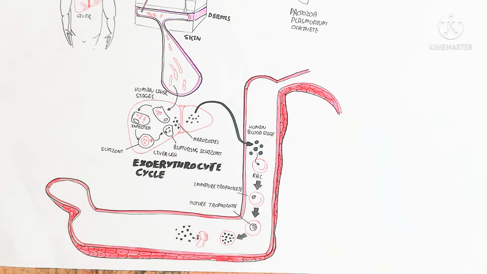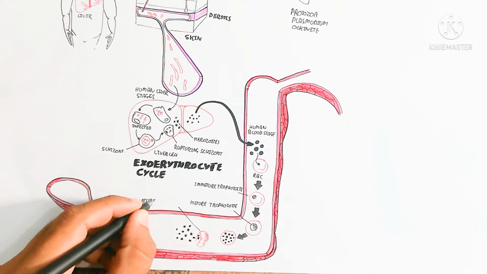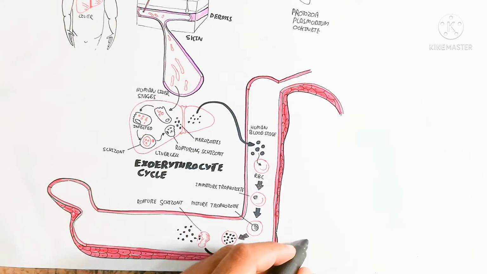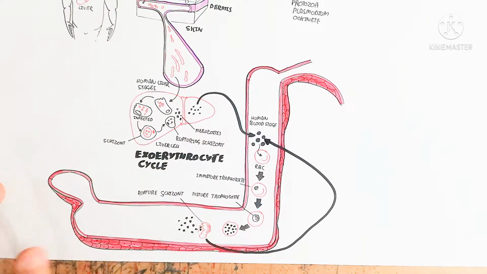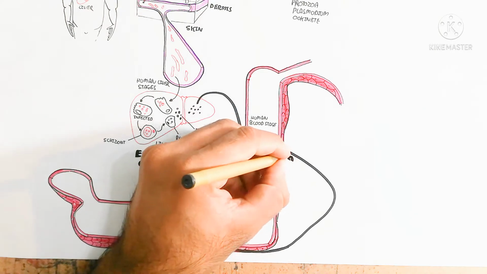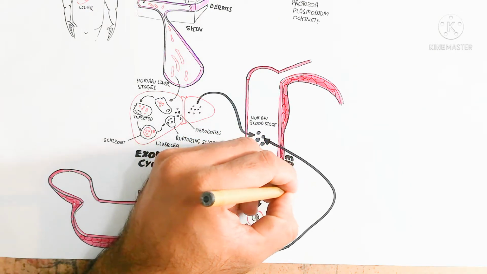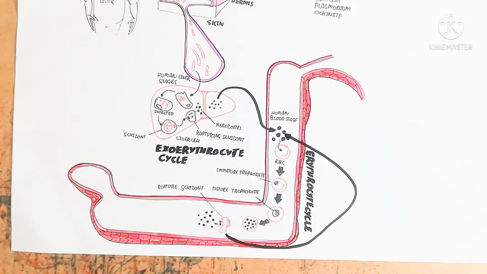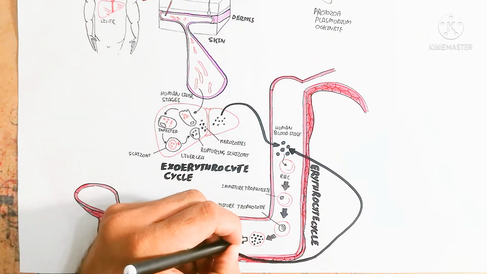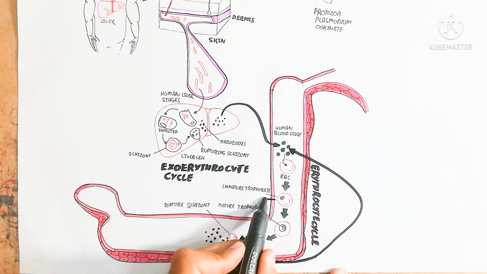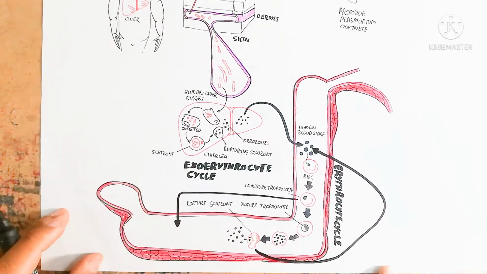This is known as the erythrocyte cycle because it involves the red blood cell. The ruptured schizont produces merozoites, and these merozoites infect the erythrocyte again. So the exoerythrocyte cycle is present in the liver, while the erythrocyte cycle is present in the circulatory system, related to the red blood cell, the RBC.